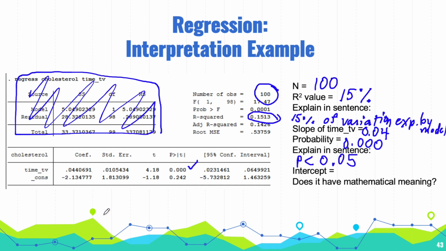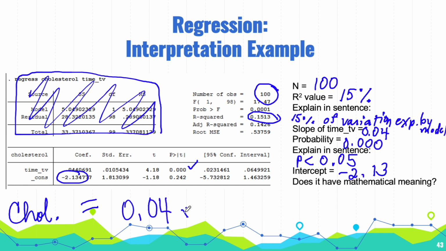What is our intercept value? It's also known as the constant. So we find constant in this column and we go 1 column over to the right. We can see that our constant value is negative 2.13. This is like saying cholesterol equals 0.04 times hours watched of TV plus, and now we have a negative intercept, so plus negative 2.13. And we can simplify that by just saying minus 2.13.